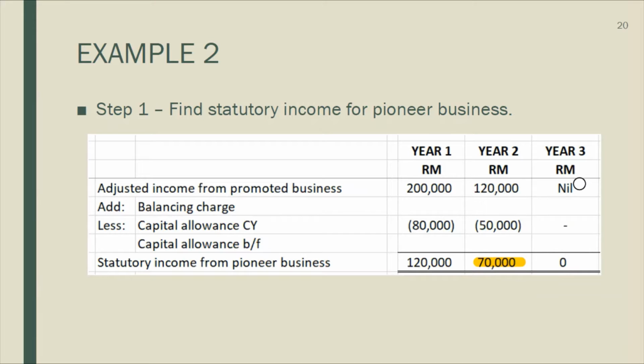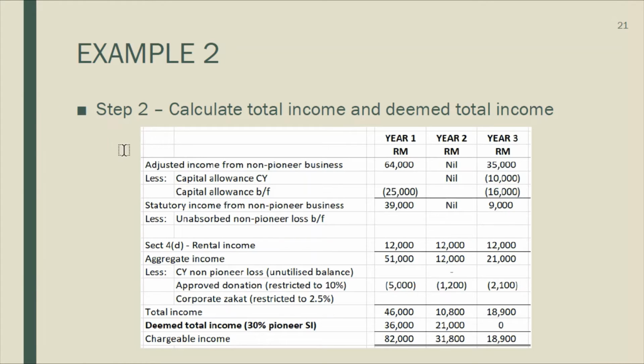Okay, so for year 3, because the pioneer business is incurring losses, so when you have adjusted loss, your adjusted income will be nil. Any capital allowance will be carried forward to year 4. So for year 3, statutory income from pioneer business is nil, 0. That means when you calculate 70% and 30%, both will also be 0. Step 2 is to calculate total income and deemed total income.